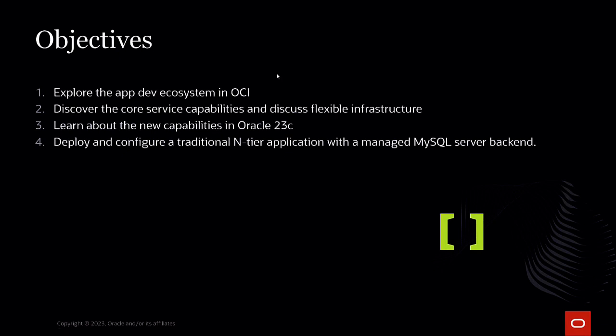All right. So objectives, we're going to explore the AppDev ecosystem on OCI, take a look at some of the core capabilities, the flexible infrastructure. I want to spend just a minute talking about what's new in Oracle 23c database, just because it is so critical in some of the cloud native AppDev functions. And then we're going to do a little demo towards the end that's a basic N-tier application, and we'll show some tips and tricks there if you're looking to get started.